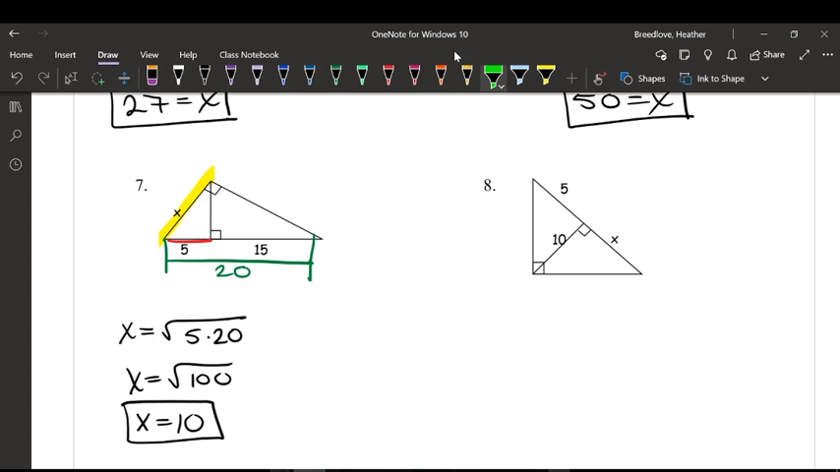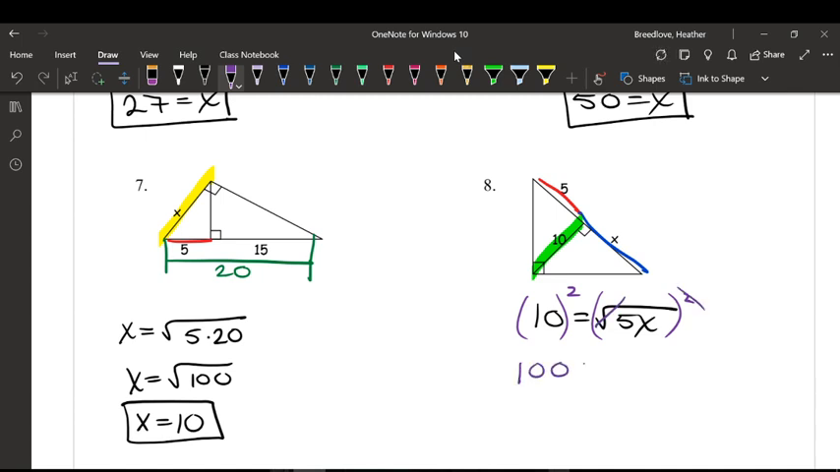The last one is the altitude of the large triangle. It goes through the middle, so I'm going to use the two pieces it touches, the 5 and the x. So 10 equals the square root of 5x. To get rid of the radical, I'm going to square both sides. And then that cancels the radical and the squared. So 100 equals 5x. And the last thing is to divide by 5. So 20 equals x.